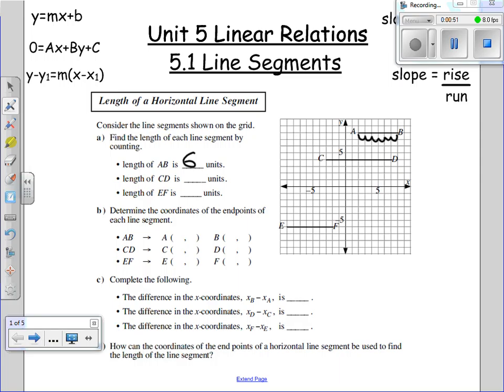Go ahead and do C and D on your own. Fill the blank on your own paper. How long is CD? Should get 10 for CD. And how many do you get for E to F? 7.